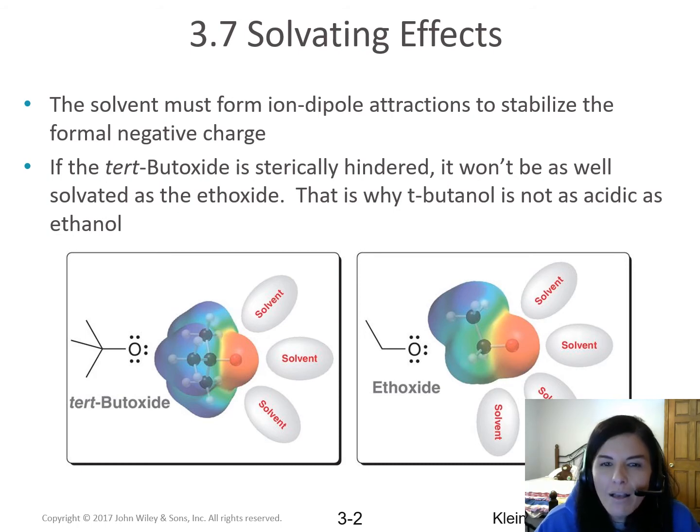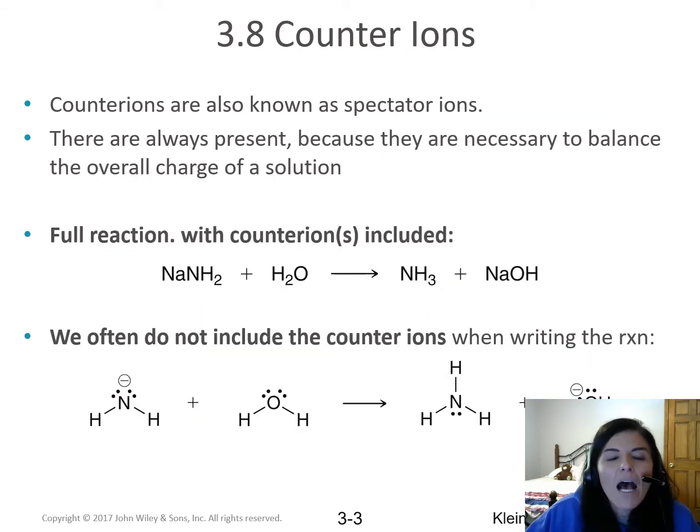If the tert-butoxide is sterically hindered, as we can see that it is, it's got big groups attached to it, it won't be as well solvated as the ethoxide anion that is formed. And that's why we see that tert-butanol isn't as acidic as ethanol. I do want to mention that this is one of those rare exceptions. You will talk a little bit more about it in chapter 13 when you get to alcohols. But for right now, I'm just showing it to you as an example of an exception. You don't need to be concerned about it.